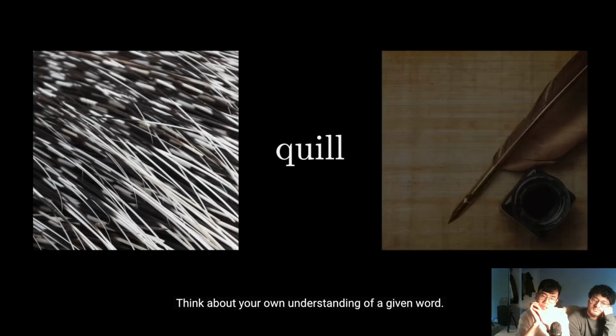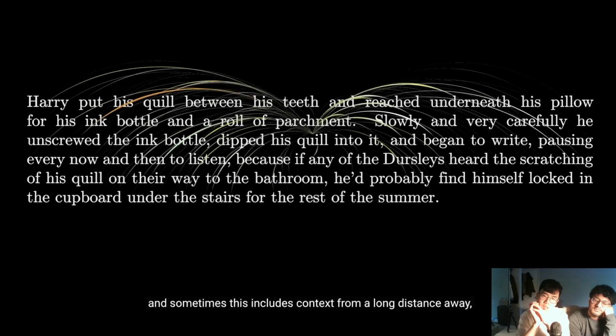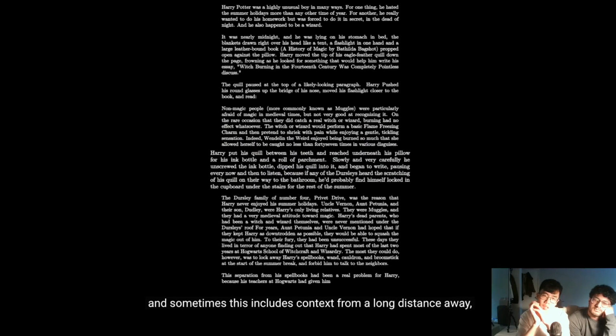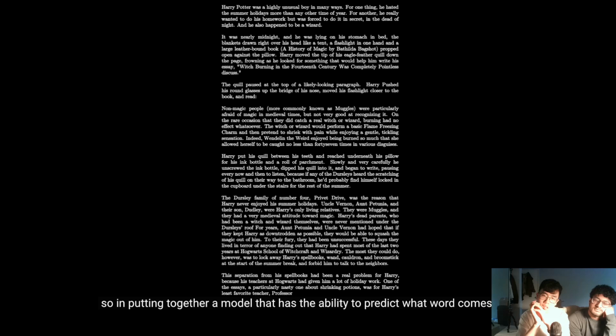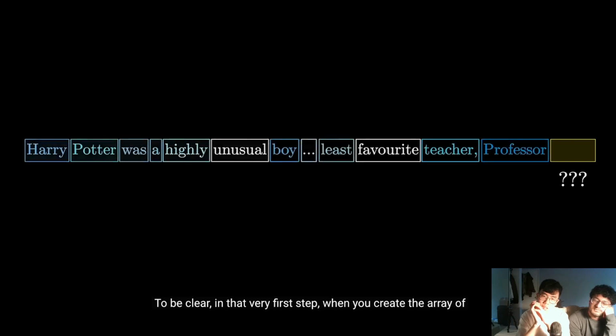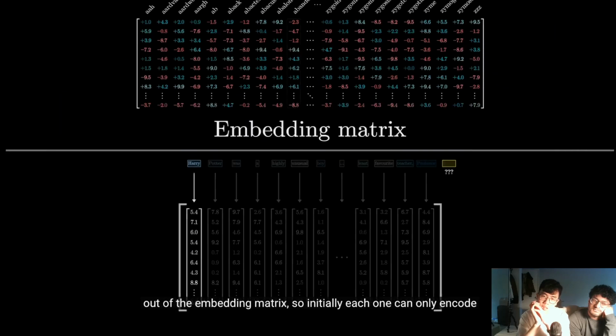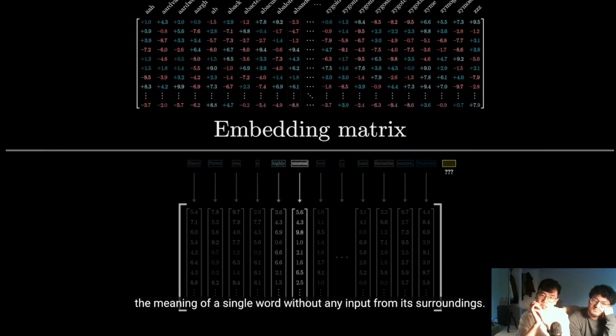Think about your own understanding of a given word. The meaning of that word is clearly informed by the surroundings, and sometimes this includes context from a long distance away. So in putting together a model that has the ability to predict what word comes next, the goal is to somehow empower it to incorporate context efficiently. To be clear, in that very first step, when you create the array of vectors based on the input text, each one of those is simply plucked out of the embedding matrix. So initially, each one can only encode the meaning of a single word without any input from its surroundings.